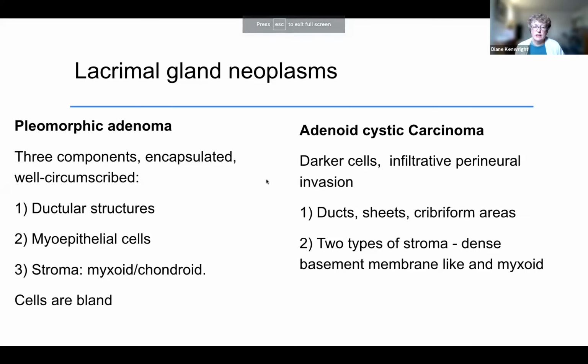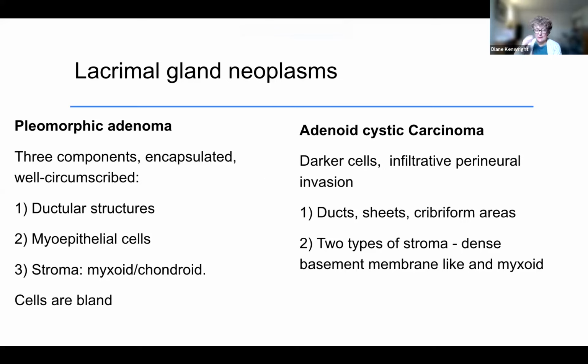Okay, so there are only two lacrimal gland neoplasms that a sensible pathology-minded ophthalmic registrar needs to know about: the pleomorphic adenoma and the adenoid cystic carcinoma. Because they won't give you weird and wonderful examples of these, they'll give you typical examples. The easiest way to tell them apart is probably to look at the stroma, okay? So the stroma looks very loose and myxoid, perhaps with cartilage in, for these pleomorphic adenomas.